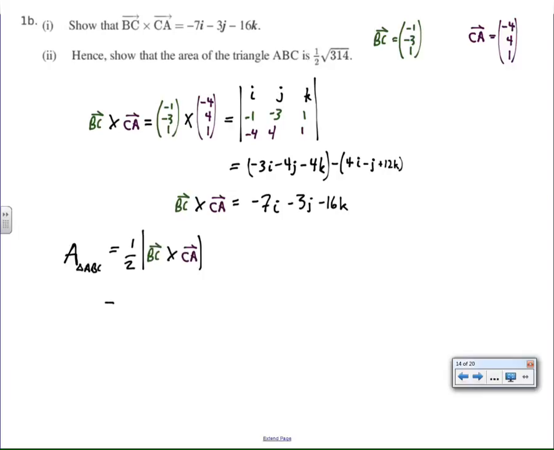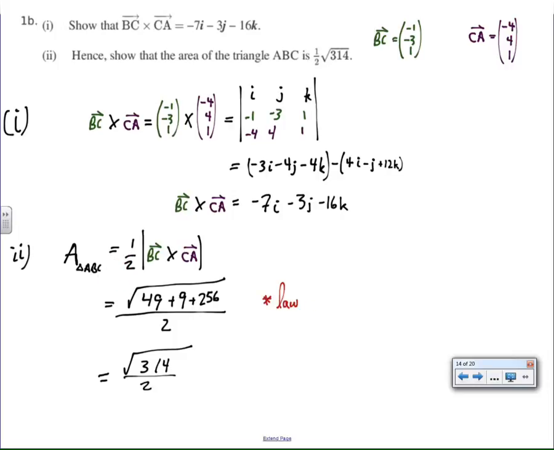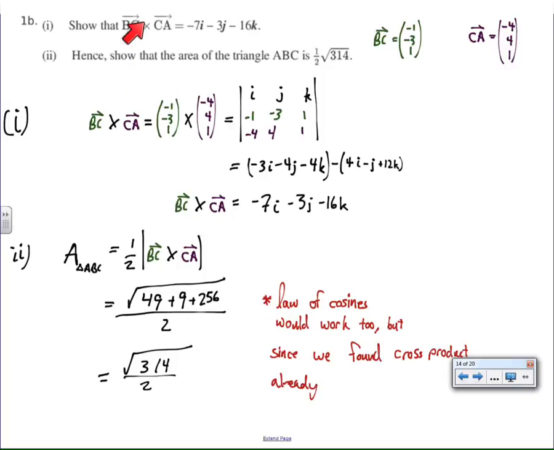And showing that the area of the triangle is 1/2 square root of 314 is simply a matter of taking the magnitude of the vector cross product and dividing it by 2. It's really straightforward stuff. Not to mention, this was an IB exam question. Well, the area formula is in the formula packet, so all you had to do was to recognize that, especially since they're pointing the direction. They tell you to take the cross product and then say hence, show the area.